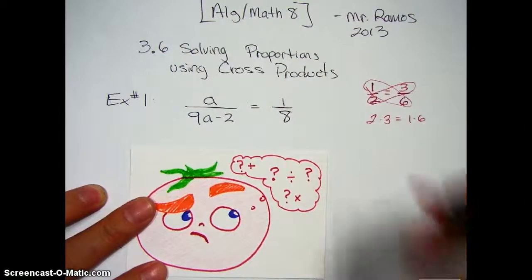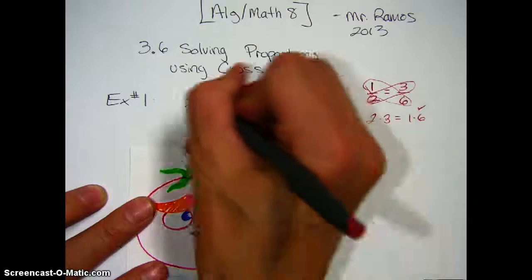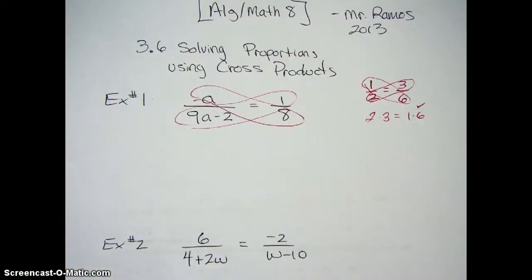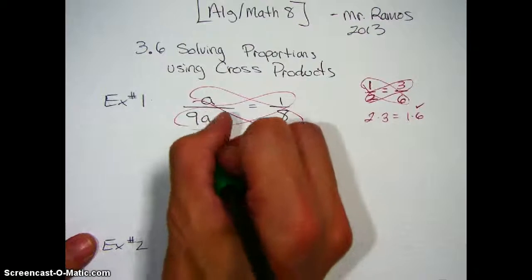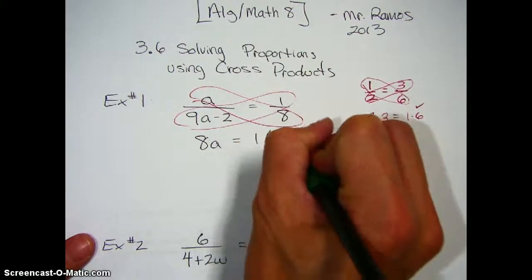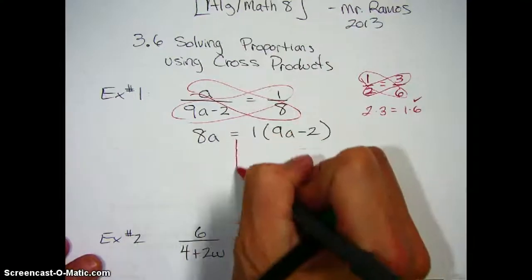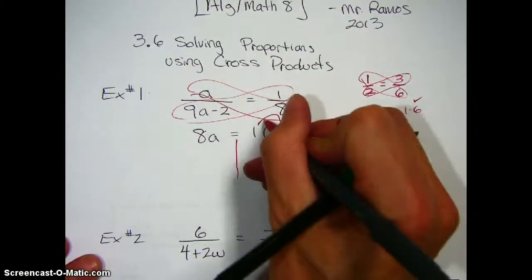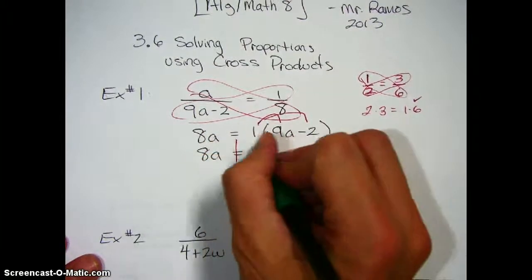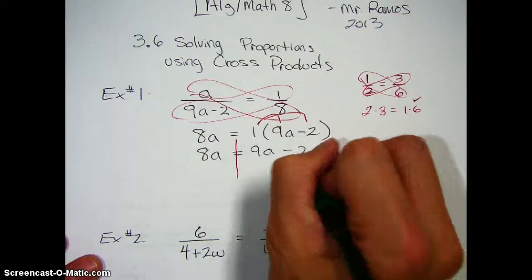All right. So if that's the case, I can use that same idea to do something like this. And I multiply these cross products. So you get A times A, and on this side I get 1 times the quantity 9A minus 2. Now the first thing I'm going to do is realize that I need to distribute that 1. Well, it's very easy to distribute a 1, especially a positive 1. Nothing changes, so I get 9A and a negative 2.